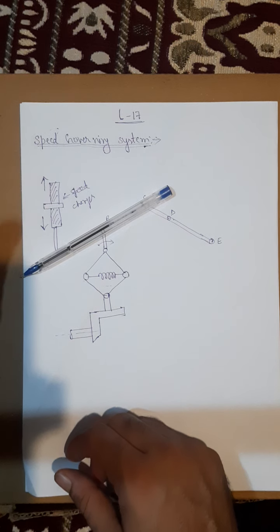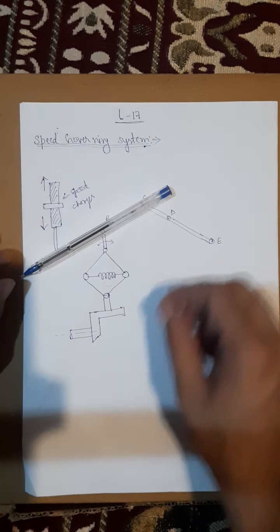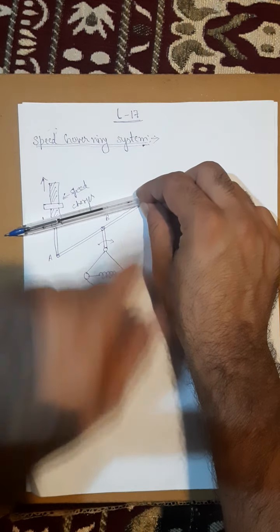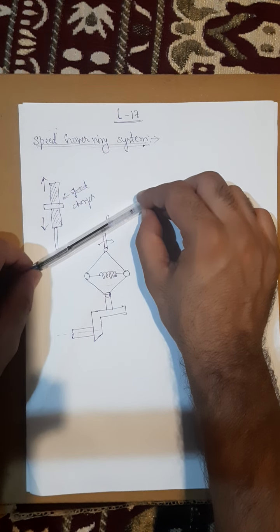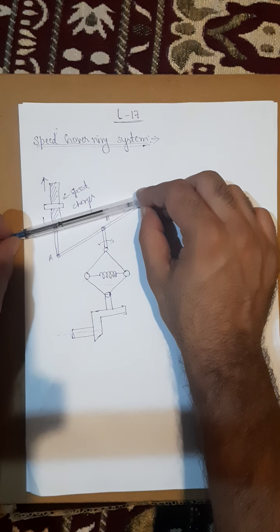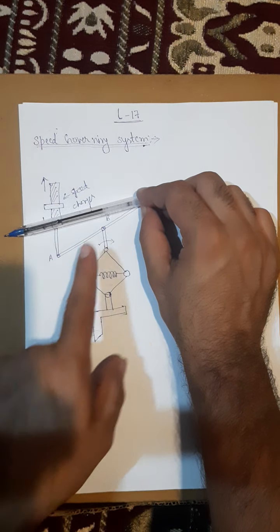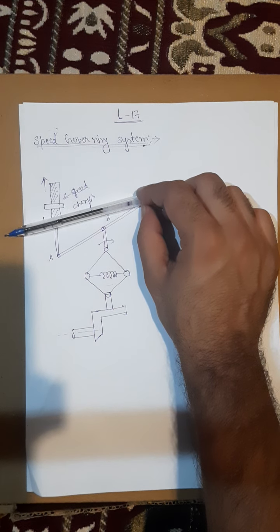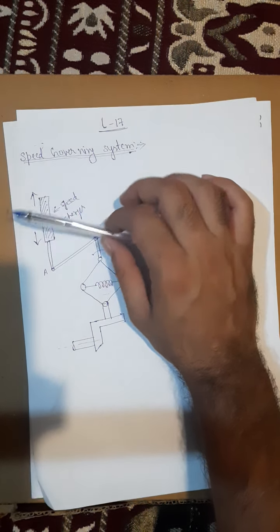Suppose I am raising this point A using the speed changer. C is fixed. I will raise A like this, so obviously the B point will also rise. If I am moving A upwards using the speed changer, the B point will also move upwards. Are you getting how it will move? Because C is fixed.